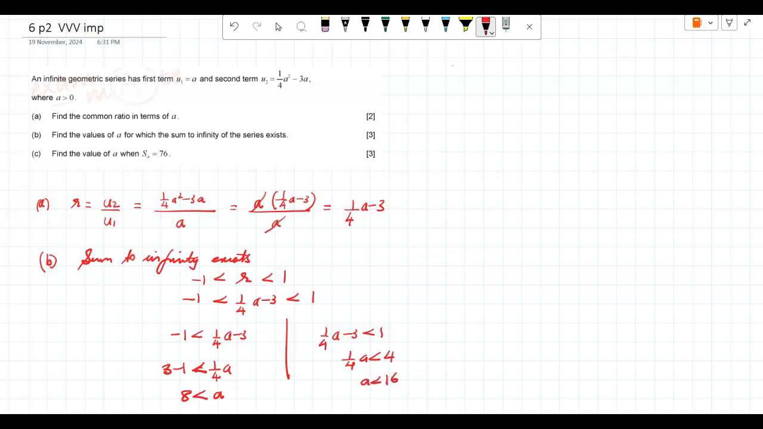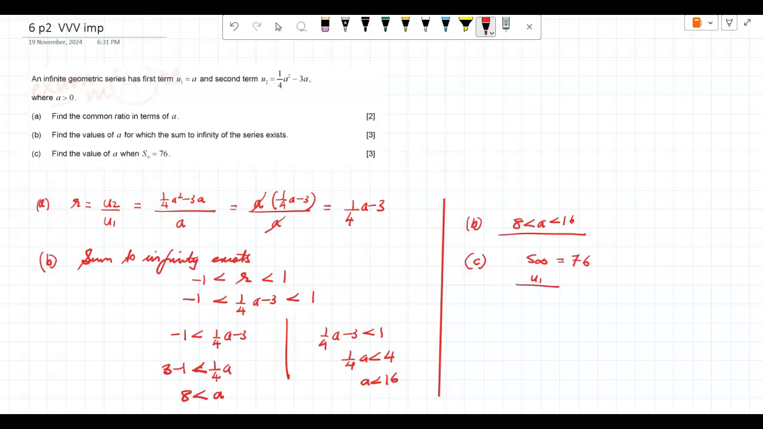So that means your A lies between... well, let me just do this much one. Correct? So the part B answer is: when your A lies between 8 and 16, the sum to infinity exists. Find the value of A when the sum of infinite terms is equal to 76.